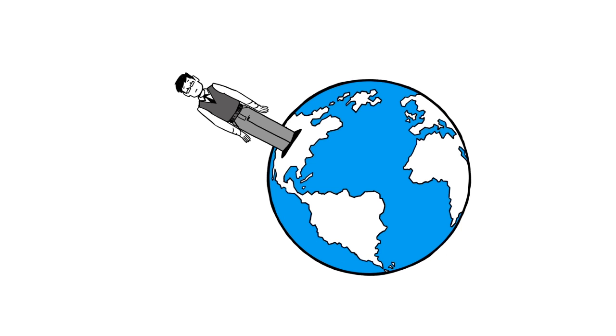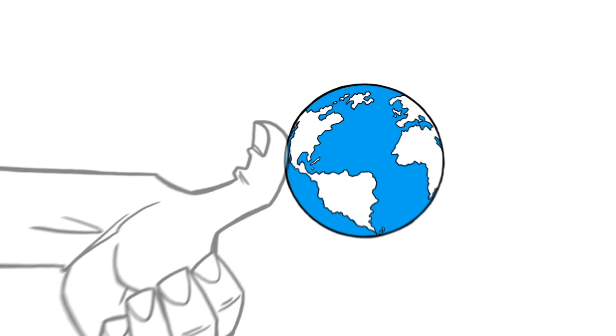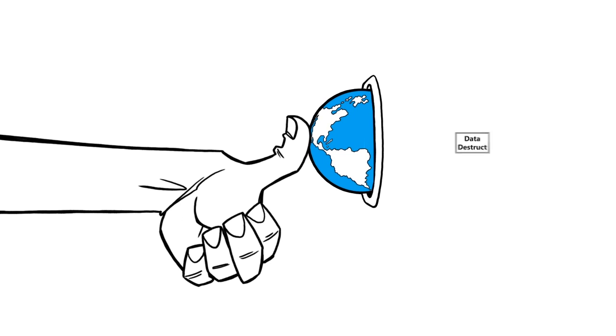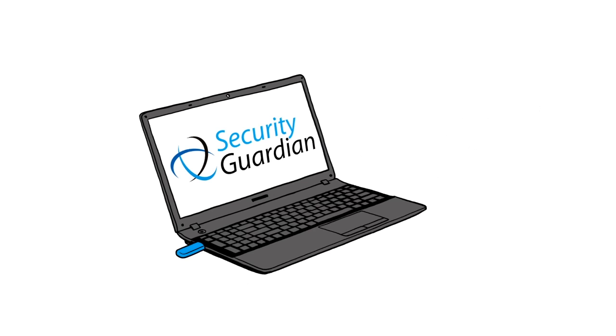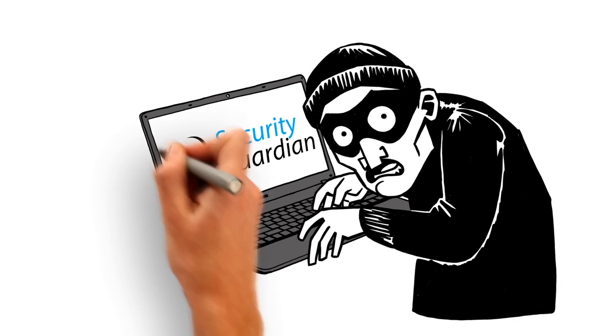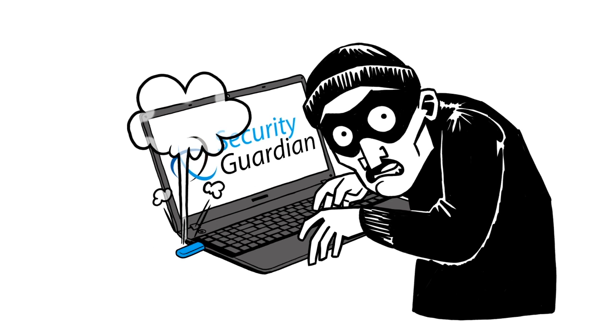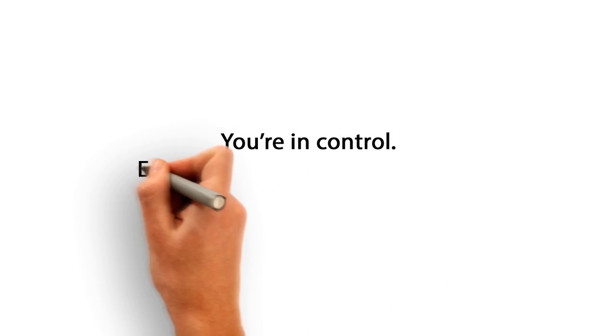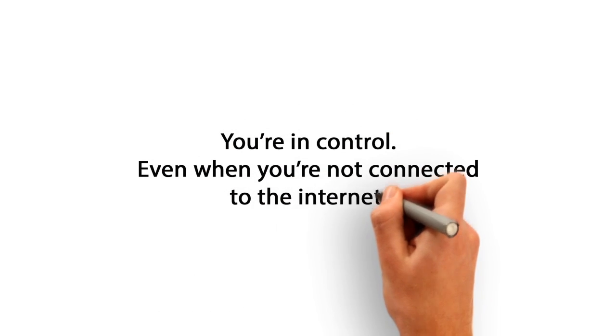Turn data on and off at any time from all around the globe, and even remotely destroy the memory chip as a last resort, obliterating the data, protecting your reputation, and avoiding any fines. You're in control, even when you're not connected to the internet.